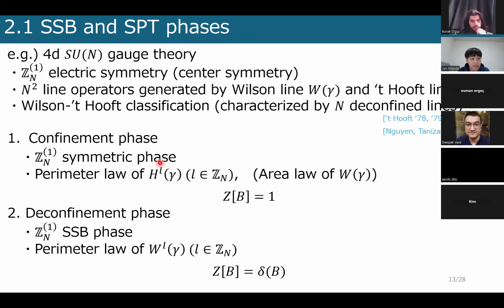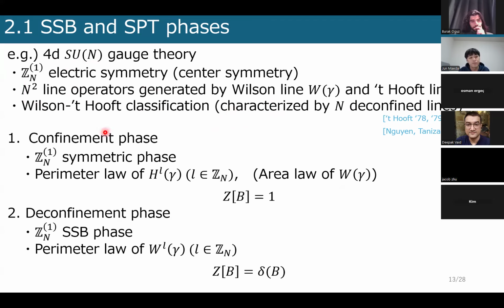So let us consider 4D SU(N) gauge theory. This theory has a Z_N one-form electric symmetry, which is often called center symmetry. And there are N-squared line operators generated by the fundamental Wilson line and the fundamental 't Hooft line. It is known that the gapped phase of 4D SU(N) theory is characterized by N deconfined lines within these N-squared line operators. It is usually called the Wilson-'t Hooft classification.